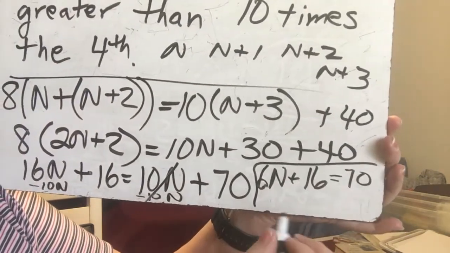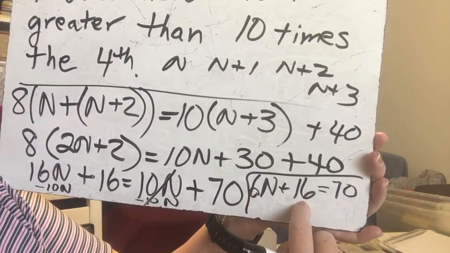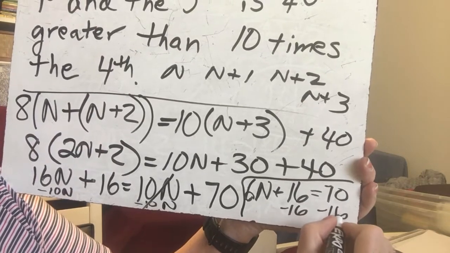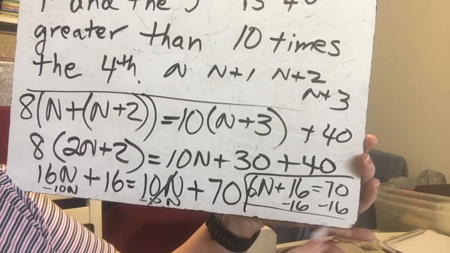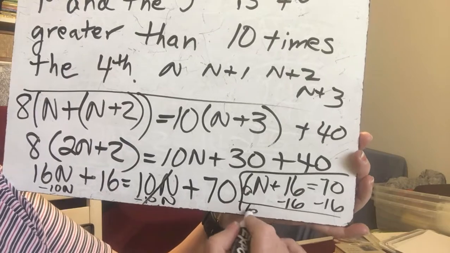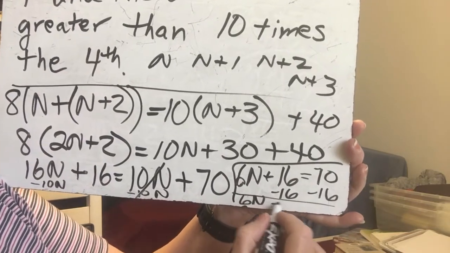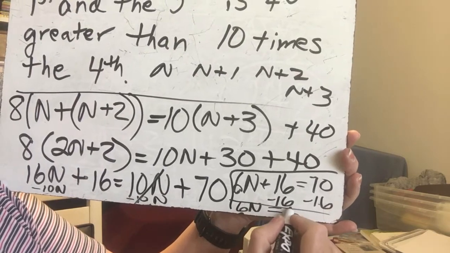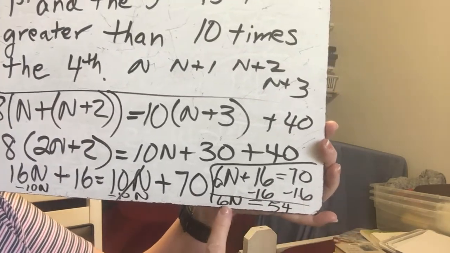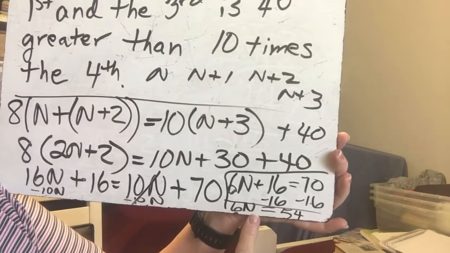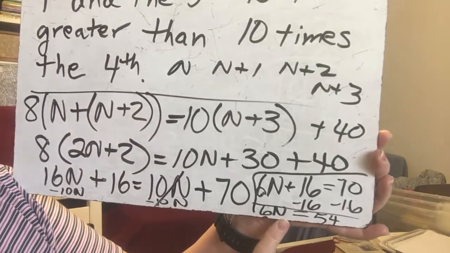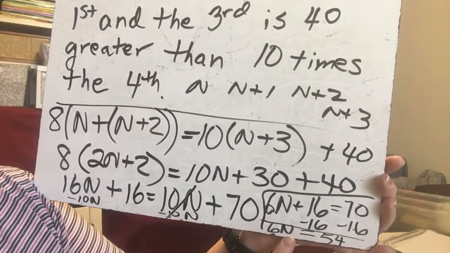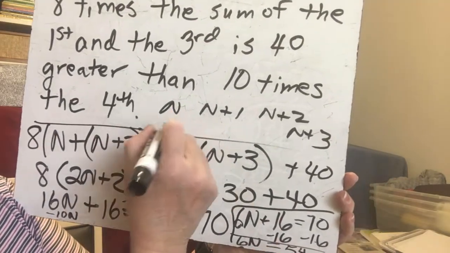Okay, so now I want to get rid of the 16. So I subtract the 16 and I subtract the 16 here. And I get 6n equals 70 take away 16, which is 54. Okay, so 6n is 54. Doesn't that mean that n must be 9? Because I divide by 6 and divide by 6. n must be 9. So let's go back here and let's try.